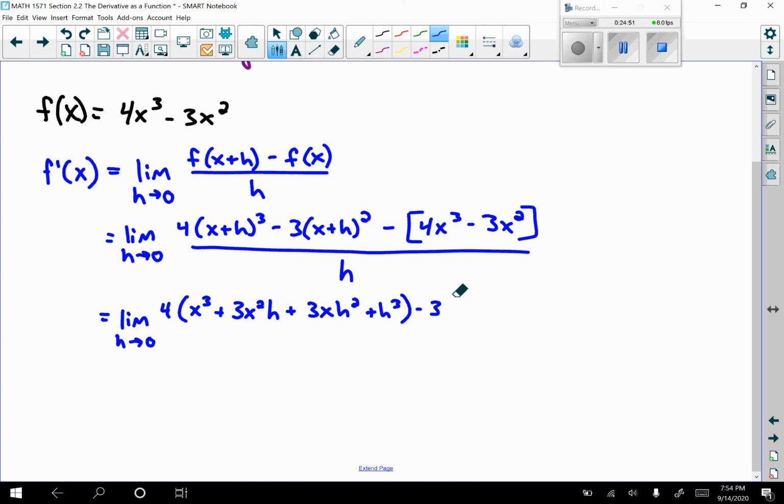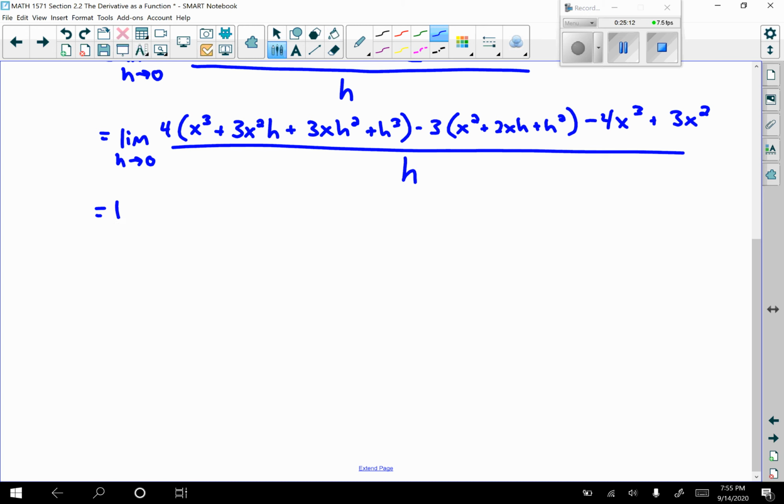Next, I'm going to have minus 3 times, if I square x plus h, that's going to give me x squared plus 2xh plus h squared. And then I can subtract a 4x cubed and then subtract a negative 3x squared, so plus 3x squared, rather. And then this is all over h.